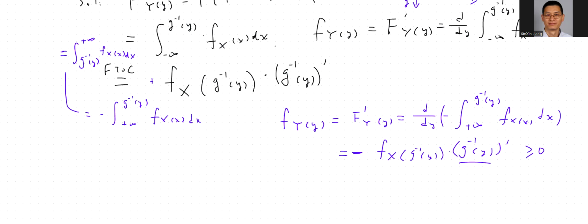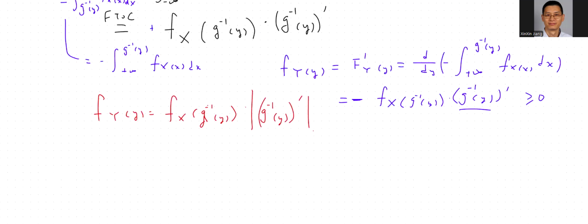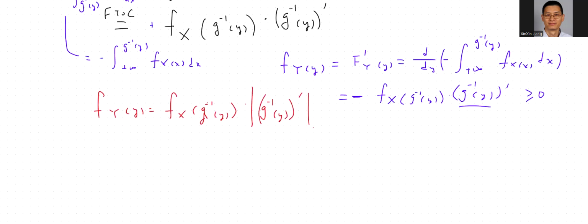So f_Y of little y equals f_X of g inverse of y, times the absolute value of the derivative. Put the absolute value here, so now everything would be non-negative. So that's the formula. When the function g is increasing or decreasing, then you can use this. So let's have a look at an example.